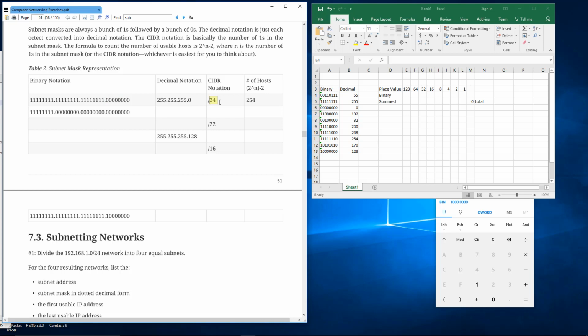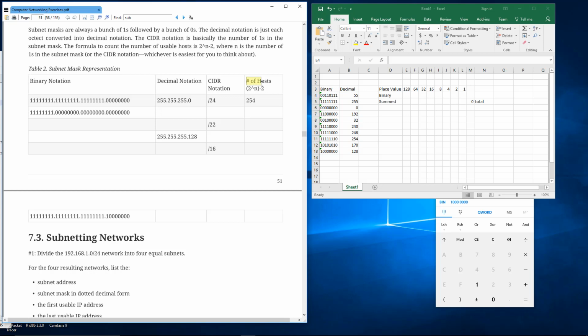So the CIDR notation tells me, hey, we've got 24 ones to start off our subnet mask, and then it's going to be followed by 8 zeros, because all IP version 4 addresses will have 32 binary digits. Good.